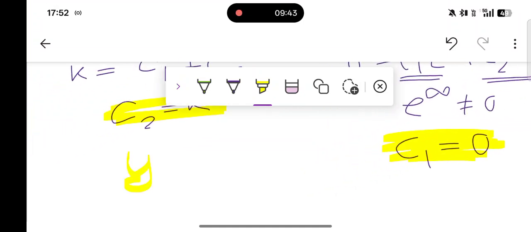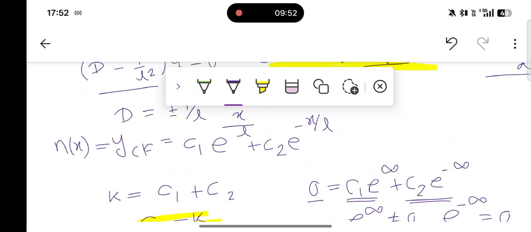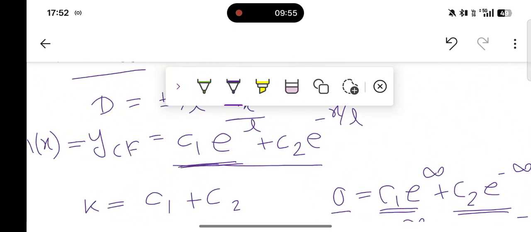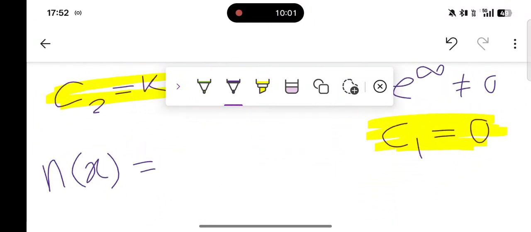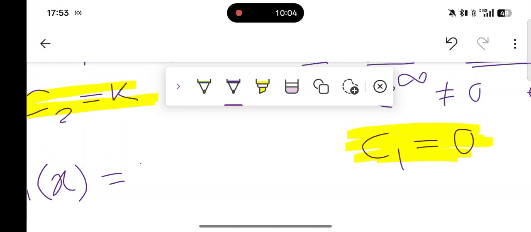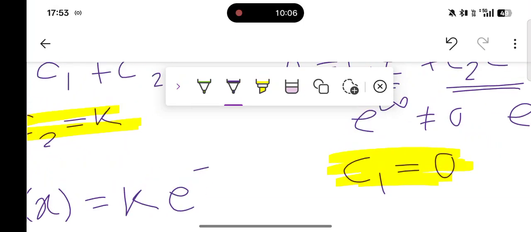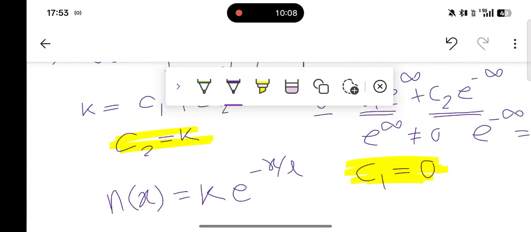Now y_CF, not y_CF, it is actually n(x), right? n(x) is equal to what? c1 is 0, so this part will be 0, but this part will not be 0. So I'm not writing the first part, I'm writing the second part: c2 into e to the power minus x divided by L, where c2 is k. Now this is our final solution. Hopefully you can understand the procedure and you can easily solve this kind of questions.